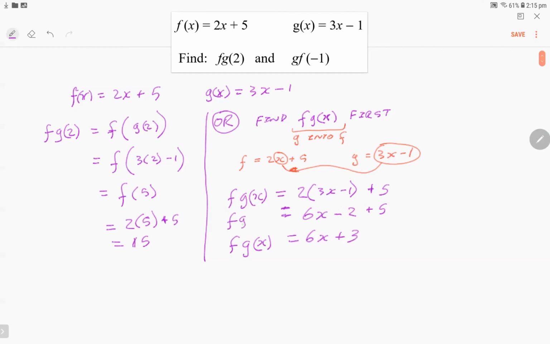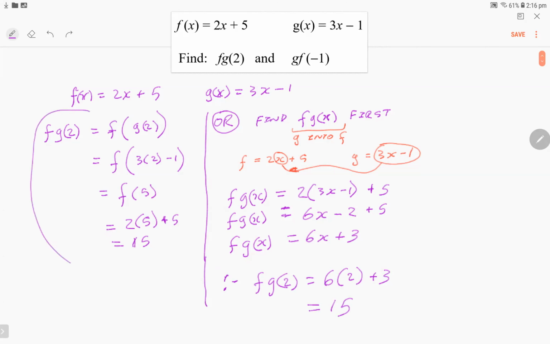Then I put in the 2 now, because I want f of g of 2. Therefore, f of g of 2 means that I'm putting 2 right here. And it will become 6 times 2 plus 3, which is the same 15 that we got over here. All right, that's it. So I can do it using the step by step.